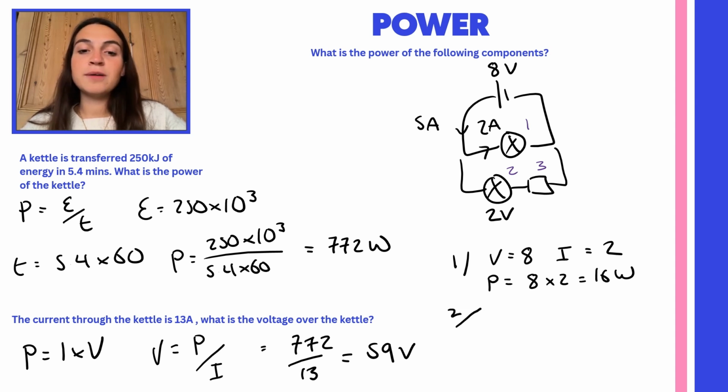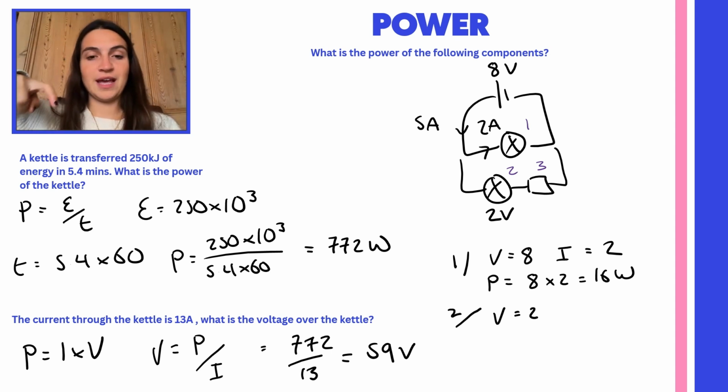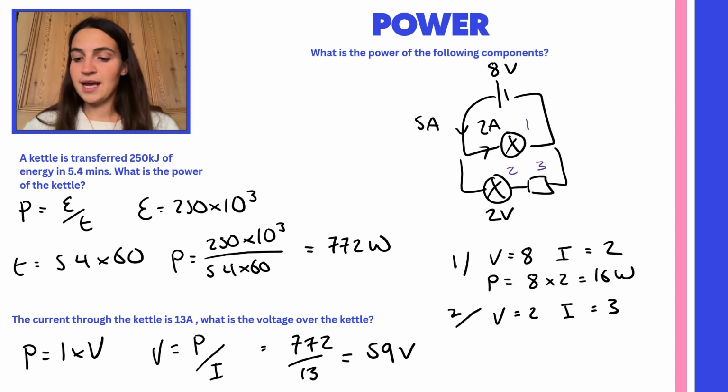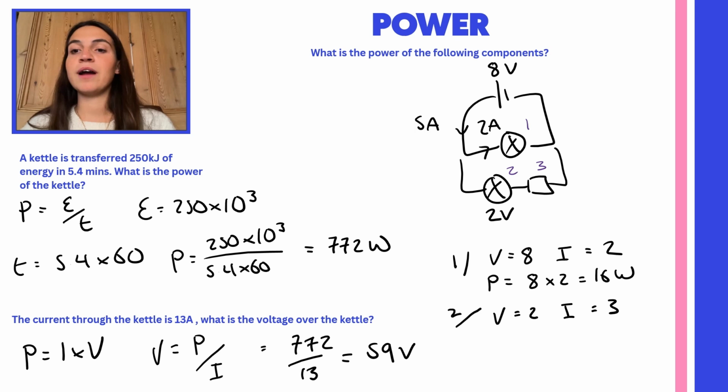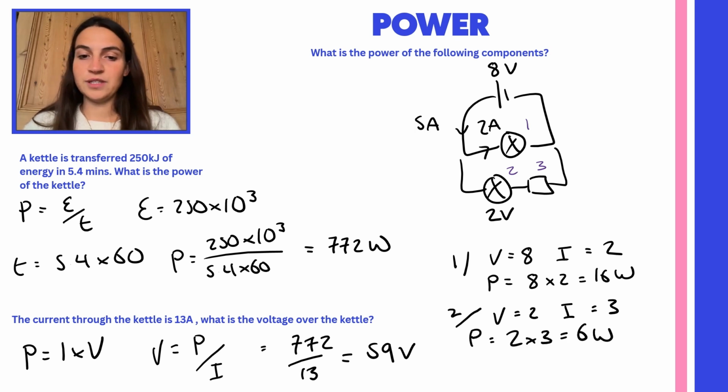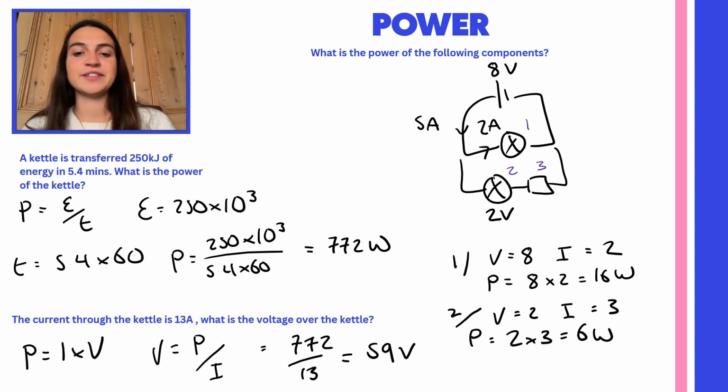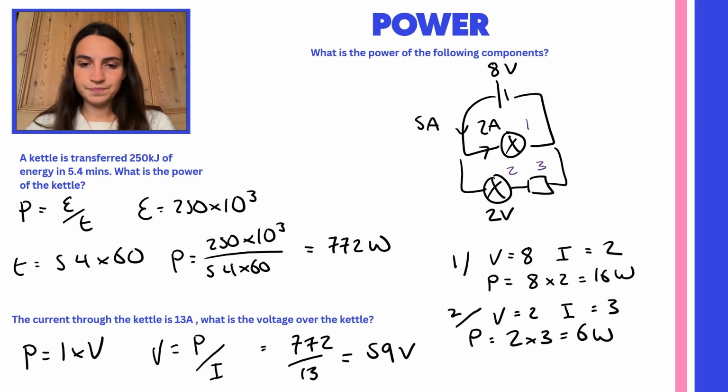Okay, number 2, my bulb in the bottom branch, I have a voltage that is written for me over it, it's 2 volts. And the current I can figure out because there's 5 amps coming into that junction, 2 amps go along the first branch, so 3 amps must go down the second branch. Power is voltage times current, 2 times 3 is 6 watts.